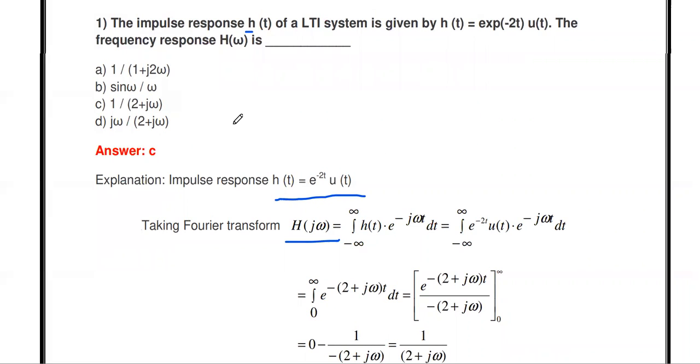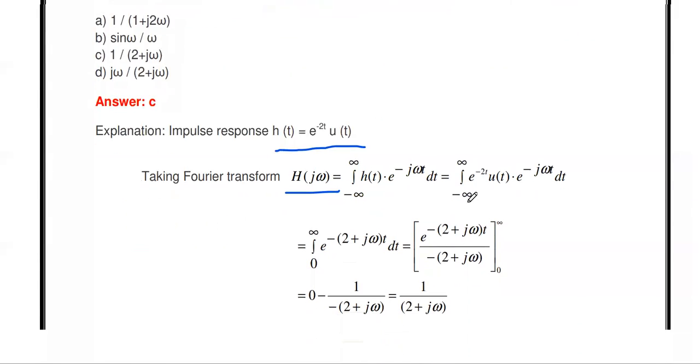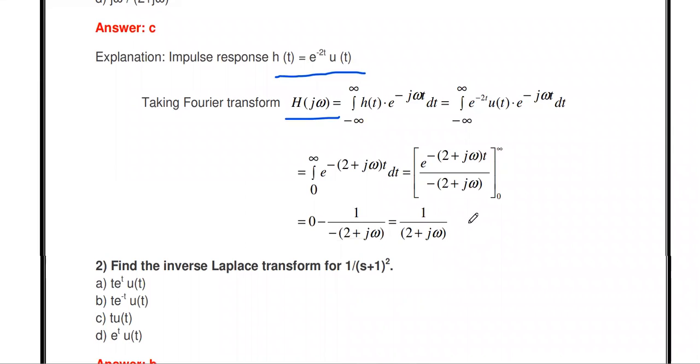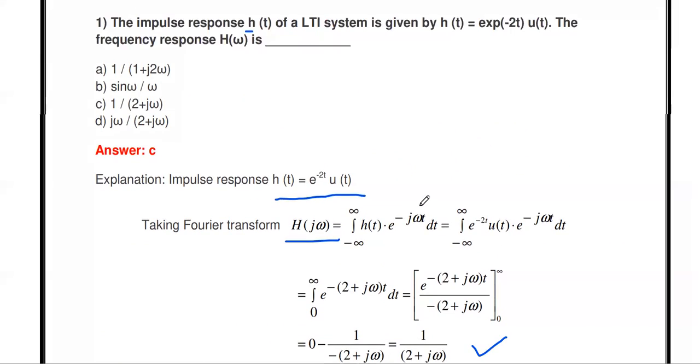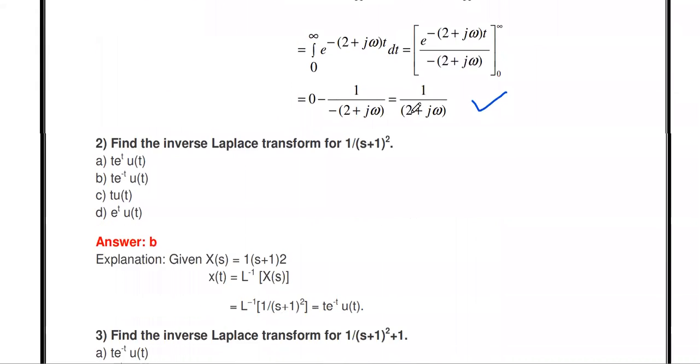So the answer h of j omega is 1 divided by 2 plus j omega. Or use the Fourier transform formula to solve this, and we will get the same answer. So the answer is 1 by 2 plus j omega. So the relation between impulse response and frequency response is nothing but a Fourier transform pair.